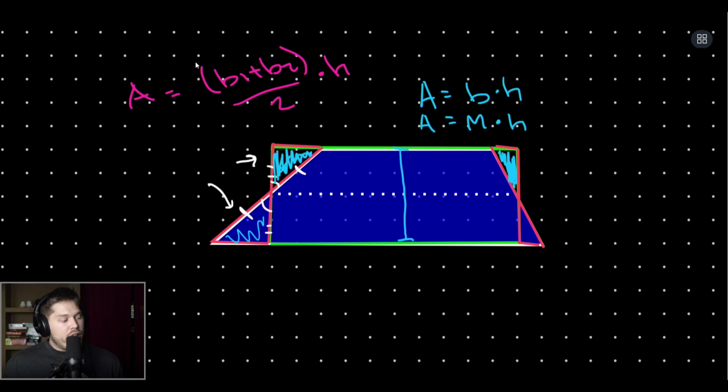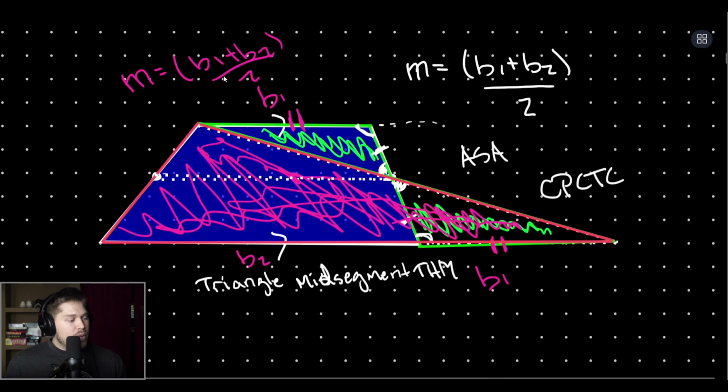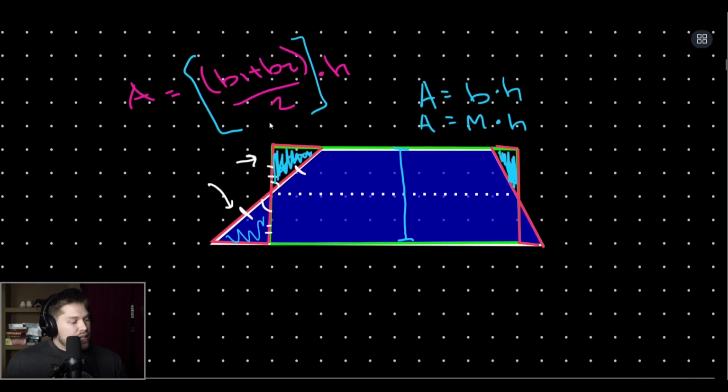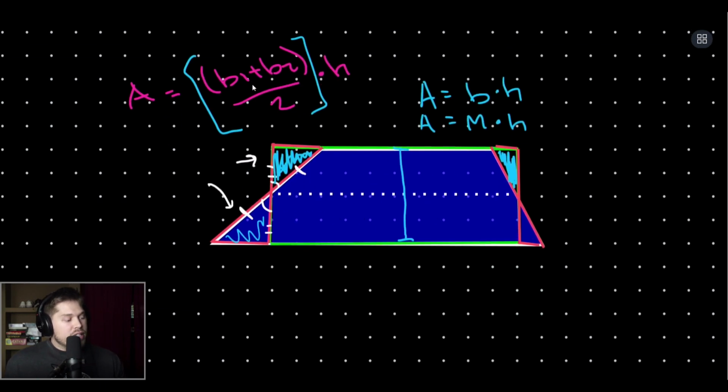Let's check out our area formula for a trapezoid. We just proved up here that the midsegment was equal to base 1 plus base 2 divided by 2. Therefore, our area does equal this formula. And that is why your trapezoid area is base 1 plus base 2 divided by 2 times the height.